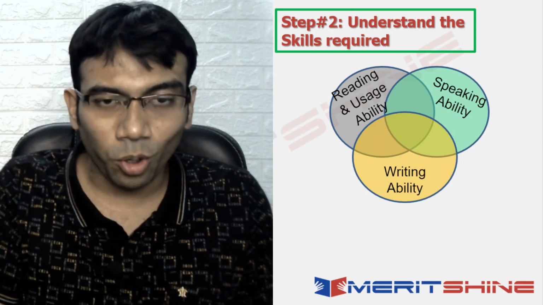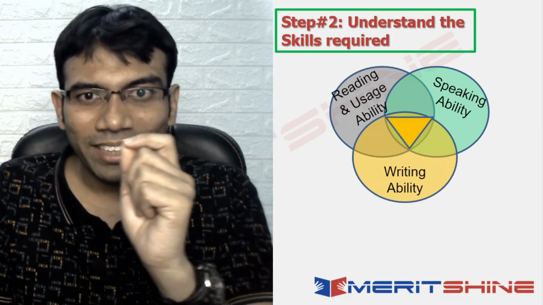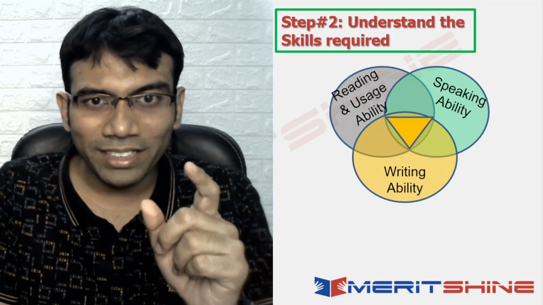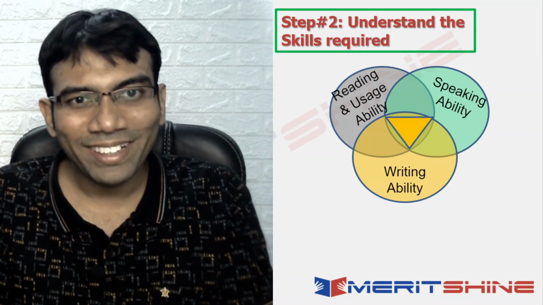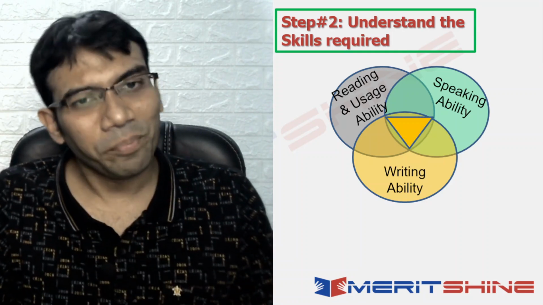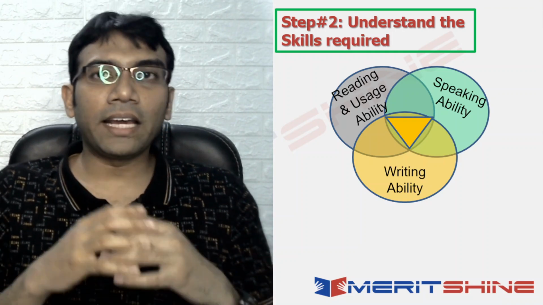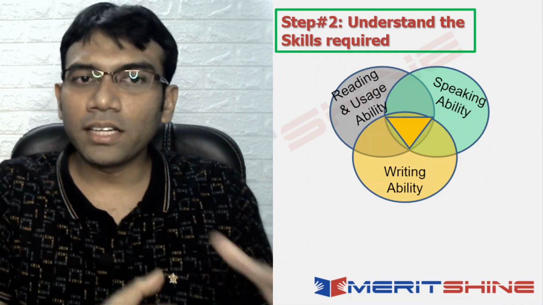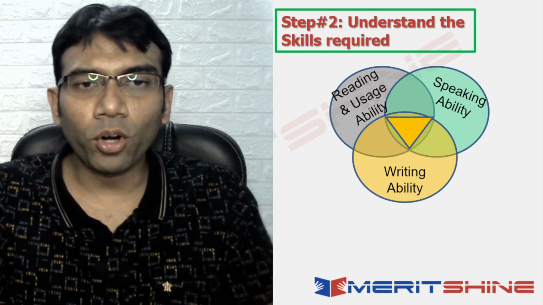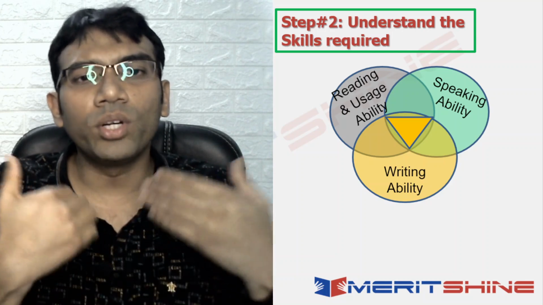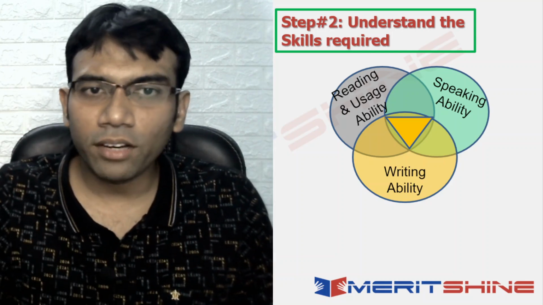These three abilities: reading and usage ability, speaking ability and writing ability. Ideally, you should be at the intersection point, this yellow triangle point, right? This is where you should be ideally. But we understand that there is a limit to which everything is important. Reading and usage ability is primarily important. Without that, we are not going to go into the next round. So everything gets a full stop if I do not have reading and usage ability.